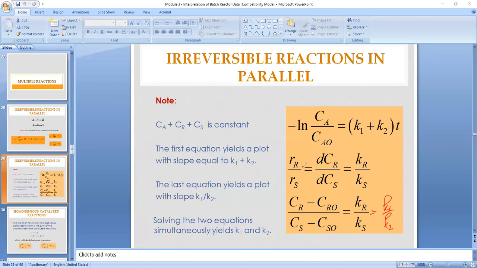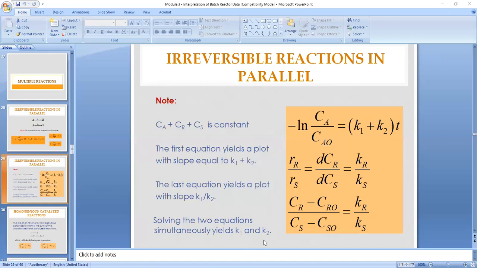Now, if you solve these two equations, referring to this equation here and this equation here on top, that will help you solve for the rate constants of the two competing reactions. So solving the two equations simultaneously will determine the value of the rate constants k sub 1 and k sub 2, which happens to be the same as k sub R and k sub S. Because, as I've said, based on stoichiometry, they're just equal.